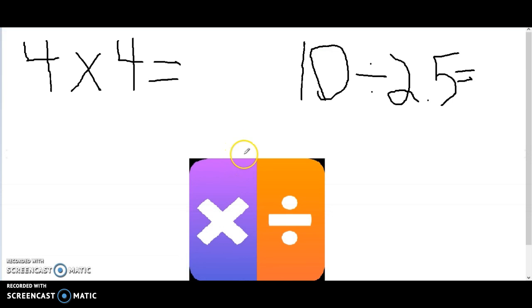And then next in line comes multiplication and division. Remember, these two are on the same plane, so when you're working through a problem, you just follow left to right. Whichever order it comes in is the order you solve it. Don't worry about picking out one before the other. So we'll start left to right here. We got 4 times 4. We know that's 16. And then we've got 10 divided by 2.5, which is 4.